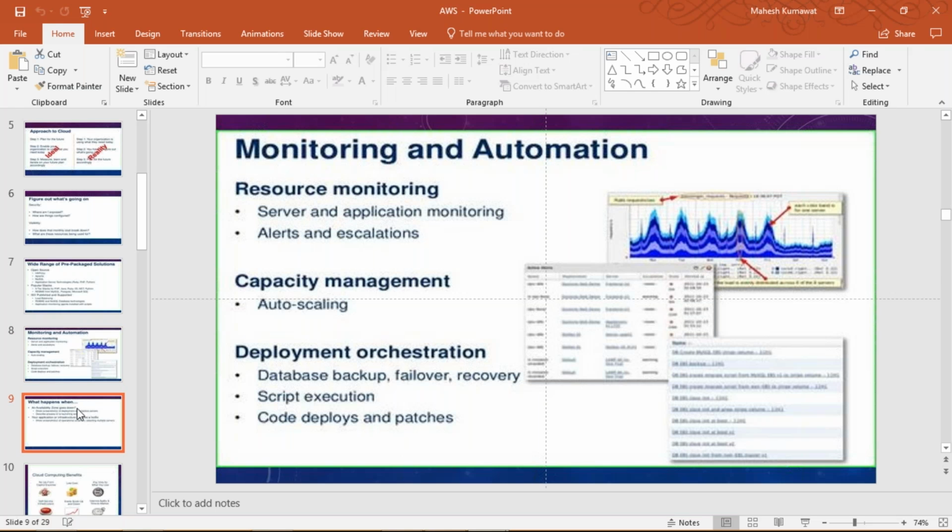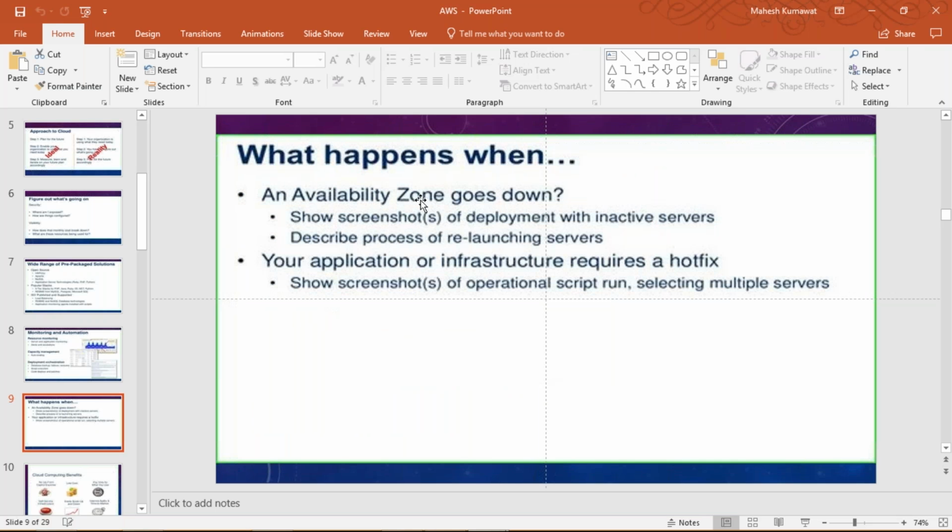So what happens when, suppose, for example, an availability zone goes down? Then what do you need to do? Your availability zone goes down, your EC2 instances go down, your services go down, because in the cloud you don't have too much control. You are working only in the console, CLI mode, or SDK environment.